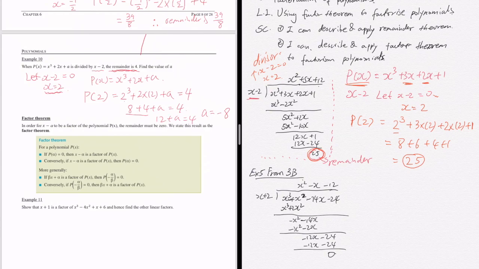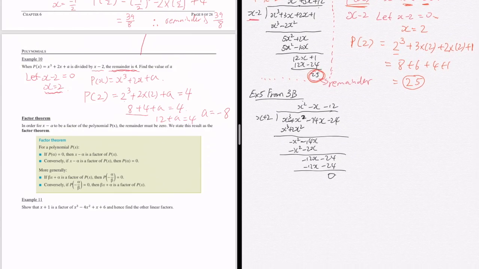Now let's have a look at the notes on the right hand side. This is the example that I got from your exercise, example 5 of section 3b. So I have dividend x cubed plus x squared minus 14x minus 24, divided by my divisor x plus 2, and I got a quotient x squared minus x minus 12. That's my quotient, and now I get a 0 remainder, so there's no remainder.